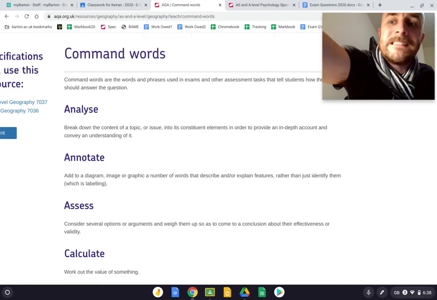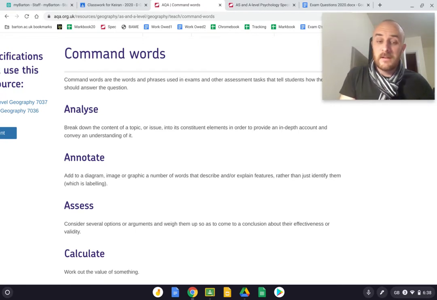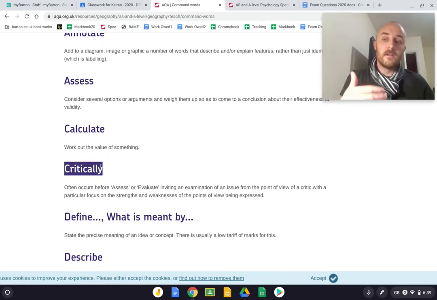You see it quite often, but some of the words you don't really see that much. So, for example, critically, you don't really see that much, but you could do. So the point I'm making here is it's worth familiarizing yourself with these because you need to know what to do when you are asked.